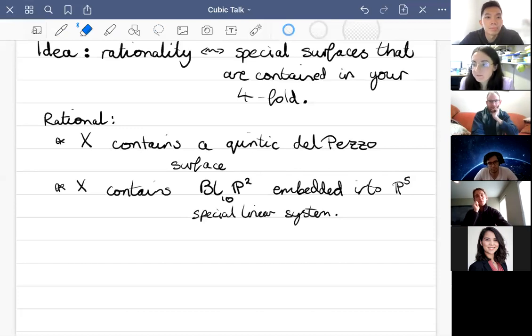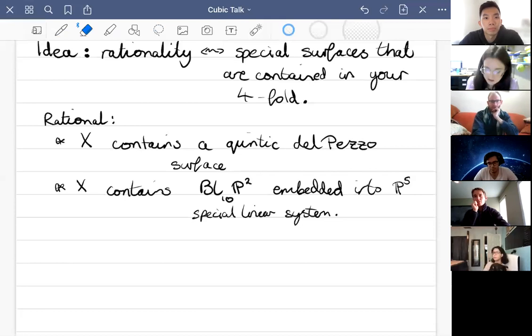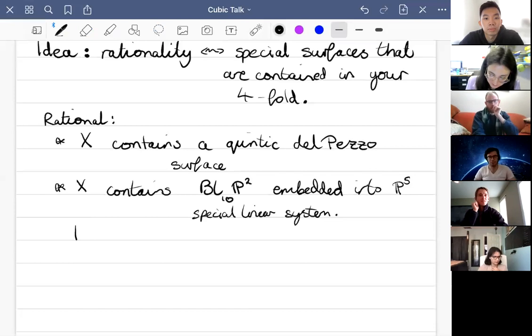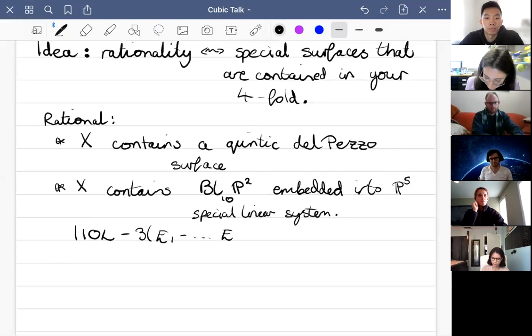What's the degree of this embedded book? Okay, so I can just write down this. Does that depend on the system? So the system is like, you take the 10 times a line minus 3 times all of the exceptionals. E10. Yeah, don't ask me why. The proof was disgusting and it uses this math.